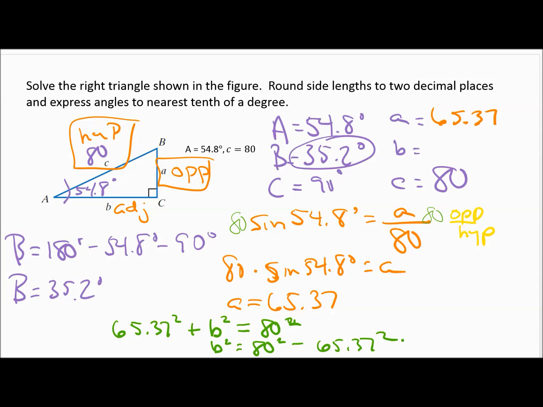80 squared minus 65.37 squared. That gives me 2,126.76 that I'm going to take the square root of to get an answer of 46.12, and again, that's rounded. So B equals 46.12. Make sure you use your calculator and you see where that's coming from. Okay? Don't just assume that that's going to go fine in your calculator. Make sure you check it.